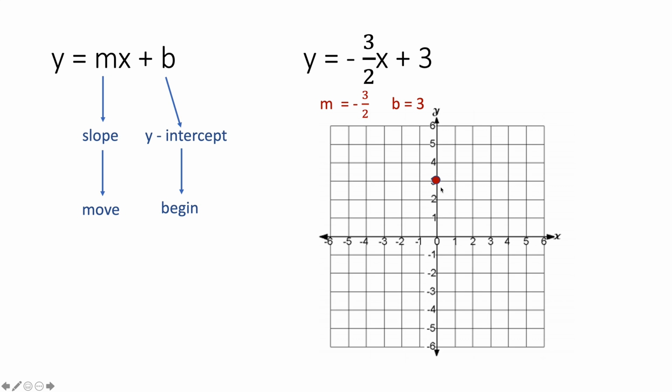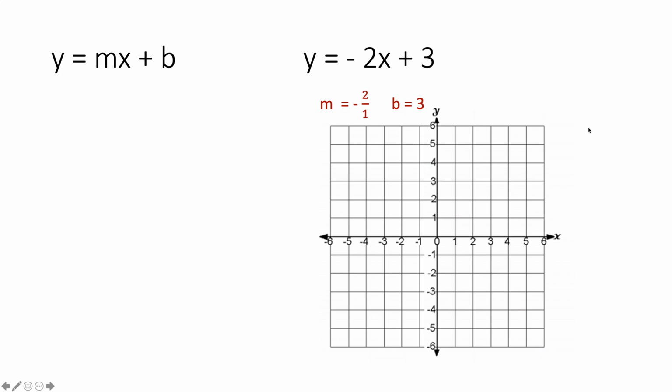Now I'm going to move always left to right, and negative means go down. So I'm going to go down 3 over 2. Down 3 over 2. Down 3 over 2. Filling in the backside, I'll go this way. Up 3, but to the left 2. And connect the dot. If for any reason those points are not all in a straight line, check your work. They will always be in a straight line with a linear equation.